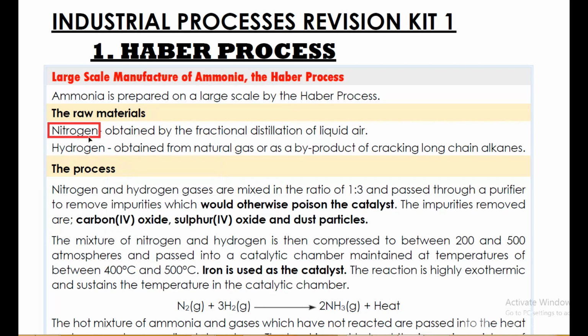Now again, another thing you need to know, where does the nitrogen that is used in the HPR process obtained from? The nitrogen used in the HPR process is obtained from the fractional distillation of liquid air, right? Where do we get the hydrogen that is used in the HPR process? It is obtained from the cracking of alkanes.